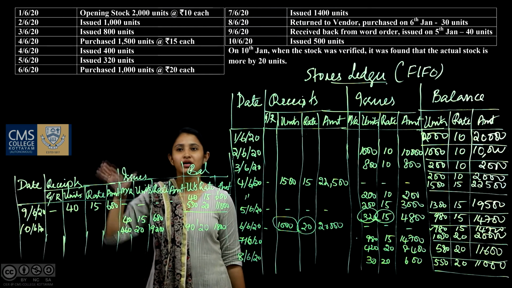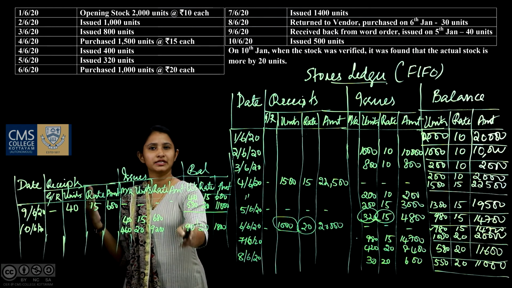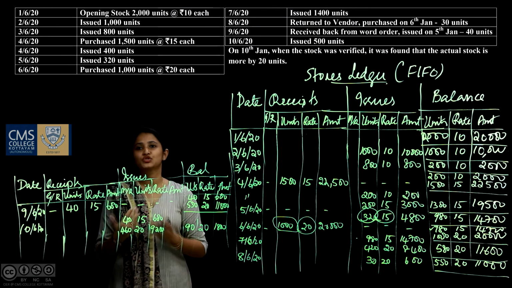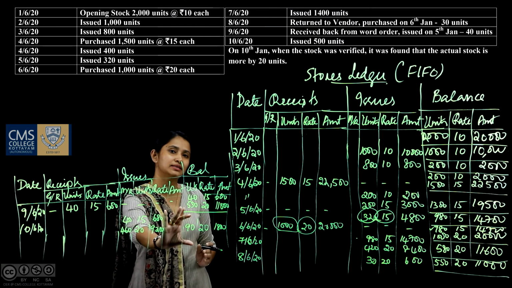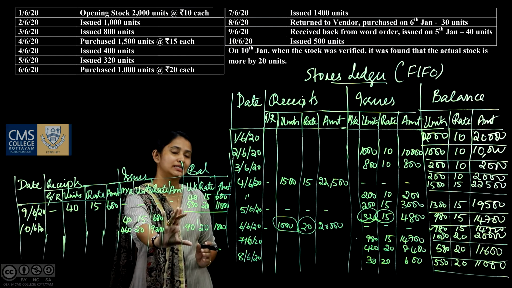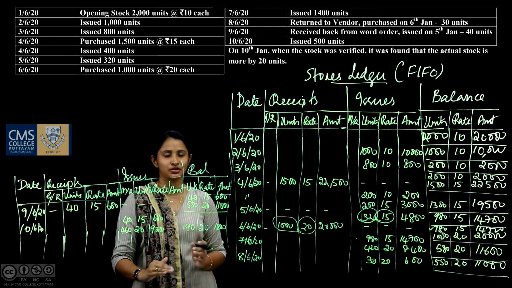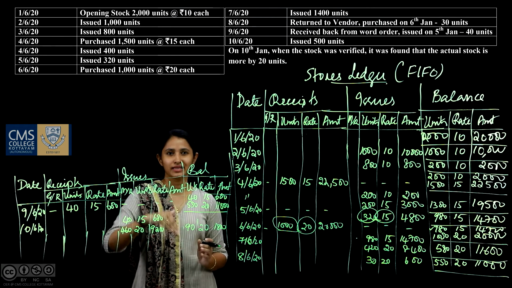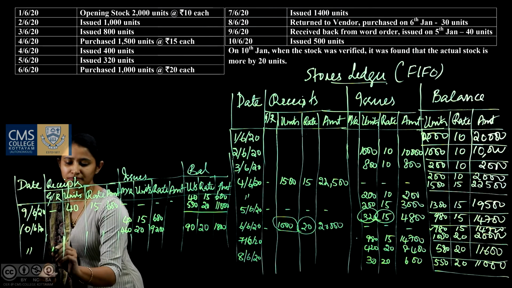In actual, when the materials were counted, there are 20 additional units lying there, which have not been entered in our stores ledger. So, in order to correct that, we have to increase this balance. Actually, we have 20 units more than what is being shown in the stores ledger. So, in order to correct that entry, we have to show that in the receipt column.